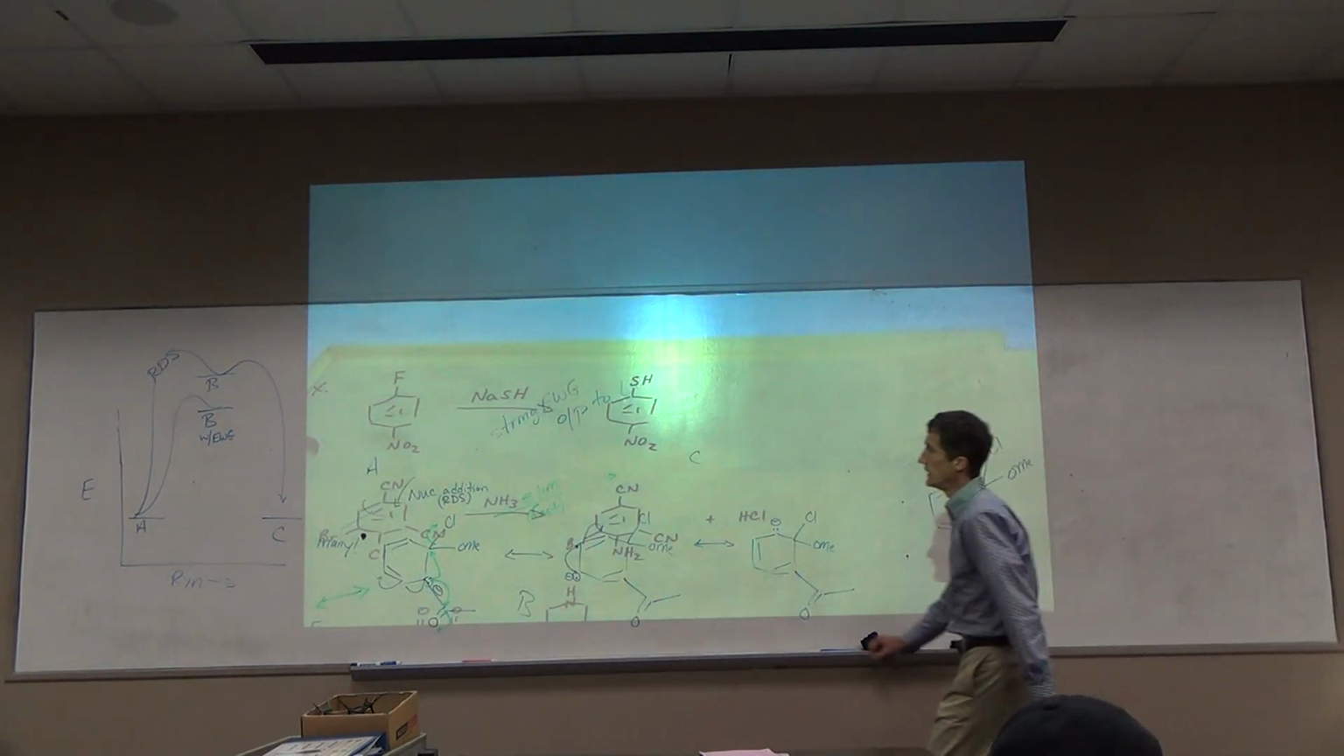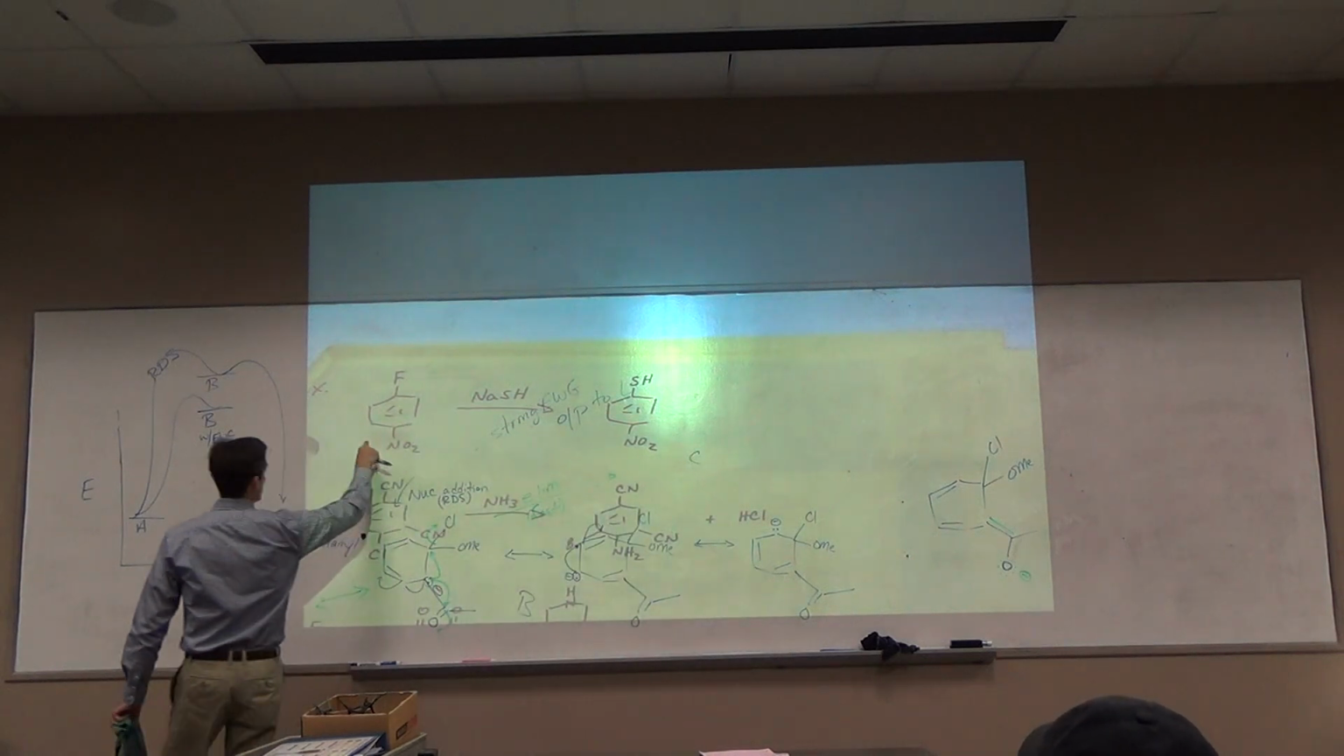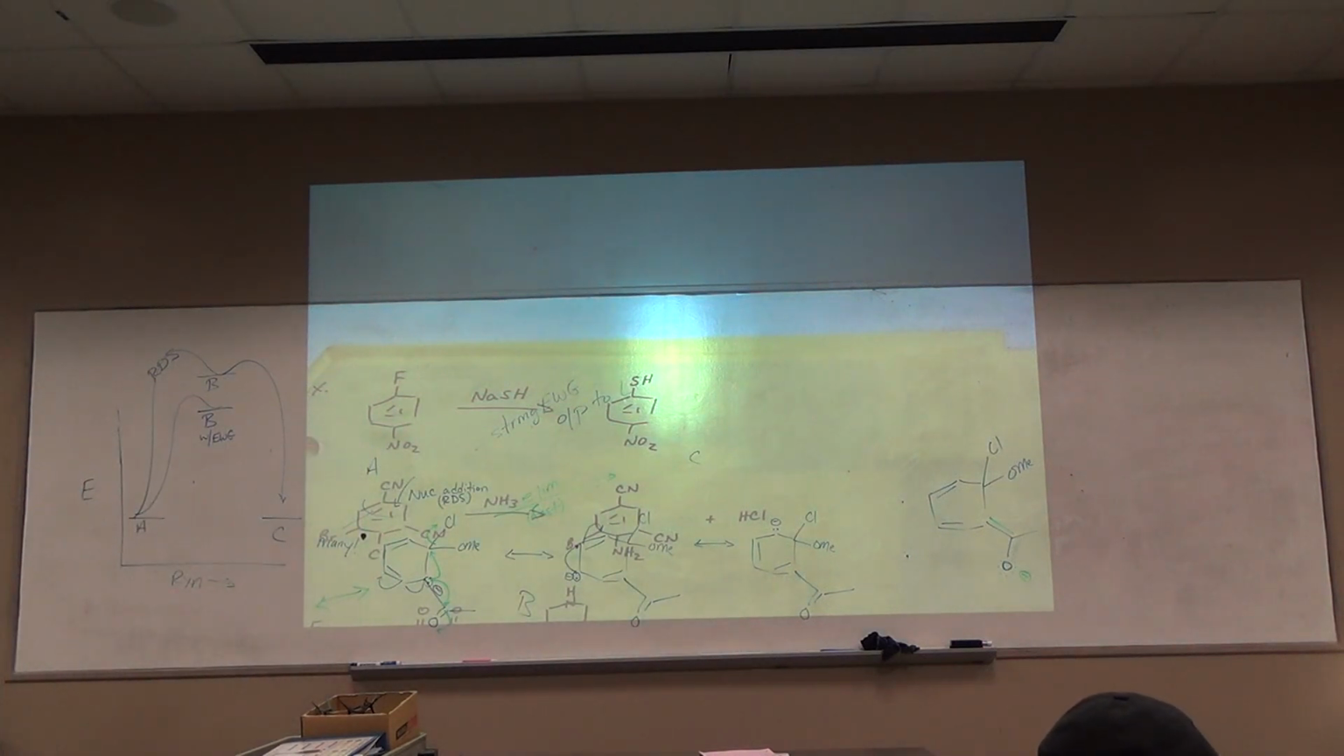Example. Take this compound. You could react it with sodium sulfide or sodium hydrogen sulfide, and we can replace the F. The F is the leaving group. Does the F have a strong electron withdrawing group, ortho or para? Yes. In my example, I used a carbonyl as the electron withdrawing group. Nitro is very common.